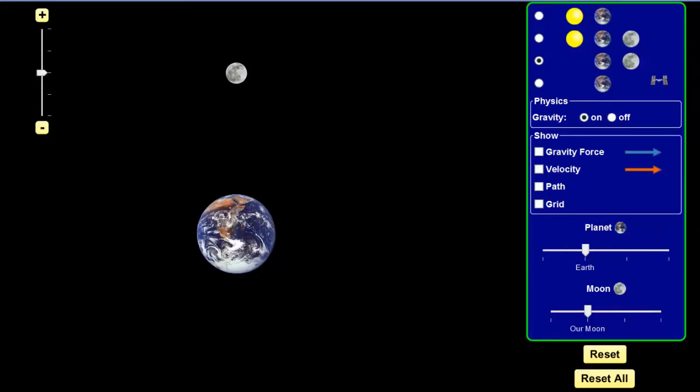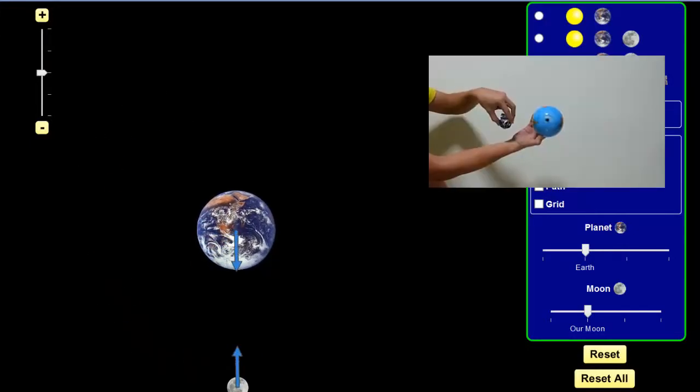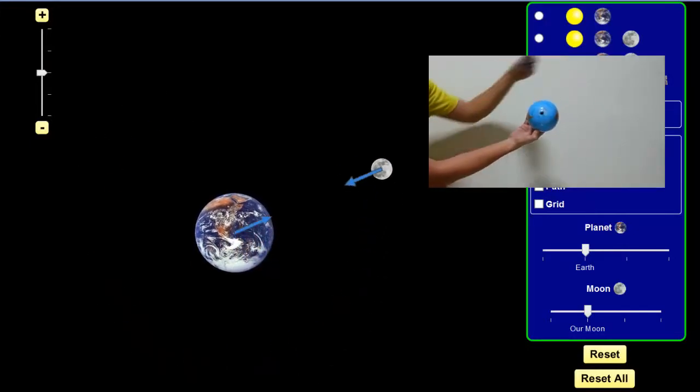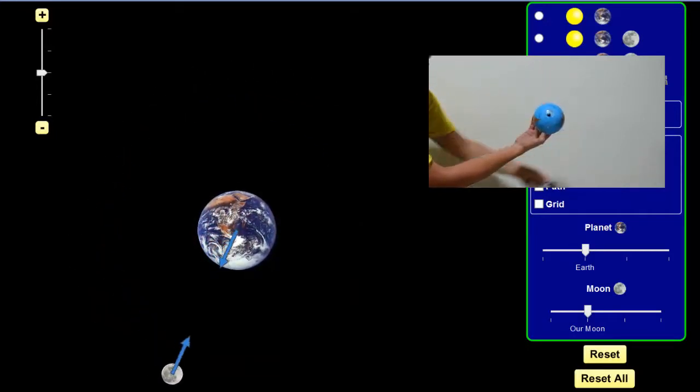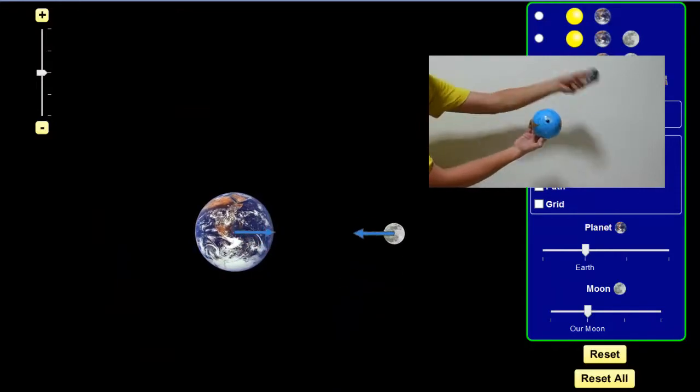In this simulation, you can see that the Earth is at the center while the Moon is situated at the top. From the previous lesson, we have learned that the forces of attraction between them are equal in magnitude but opposite in direction. Let's set the Moon to rotate about the Earth in the same way as before. We can see that the force of attraction between the Moon and the Earth is always the same at any point of the orbit.